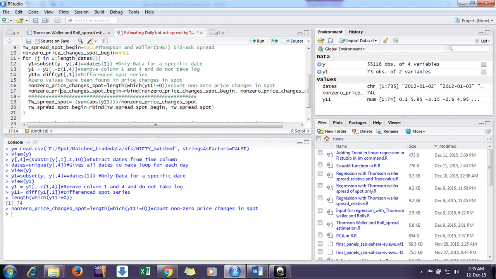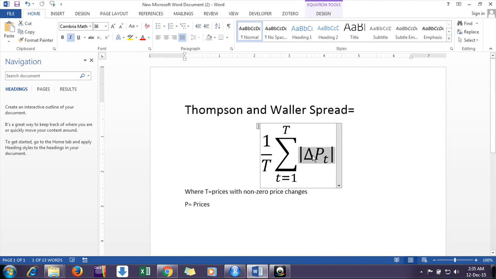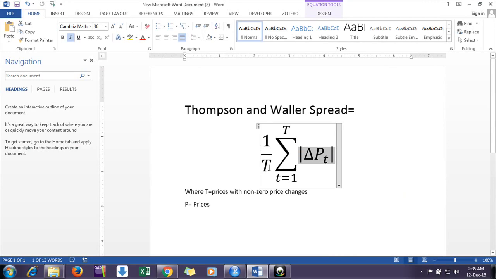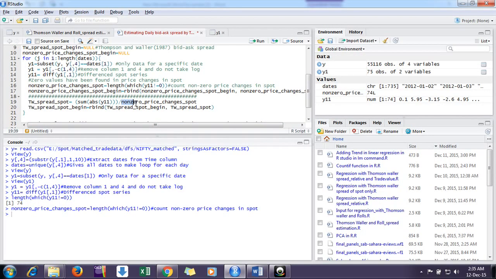Similarly, I'm adding it to the existing null vector I created just to use in the loop. Now, the main thing we would be discussing here is how to compute this spread. If we go to the formula, it says price changes, absolute values. Price changes we have already done in y11. So y11, then absolute of this, the summation of it, and then divided by the number of non-zero price changes. So we have done the formula. If we do this, we can get it. Now add it to the null vector just to make an entire vector for each date.